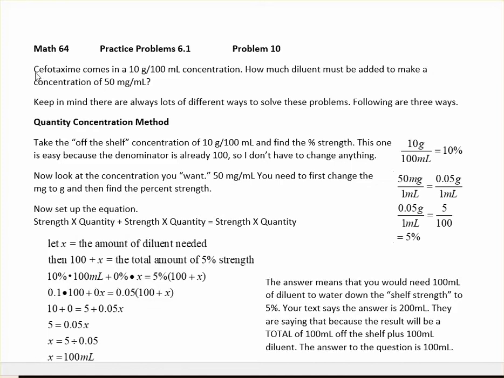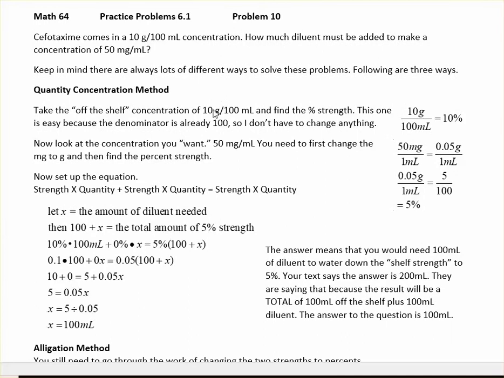So they're saying that this active ingredient, cefotaxime, comes in a 10 grams per 100 milliliter concentration. That's what's on the shelf. The question is, how much diluent must be added in order to end up with a concentration of 50 milligrams per milliliter?